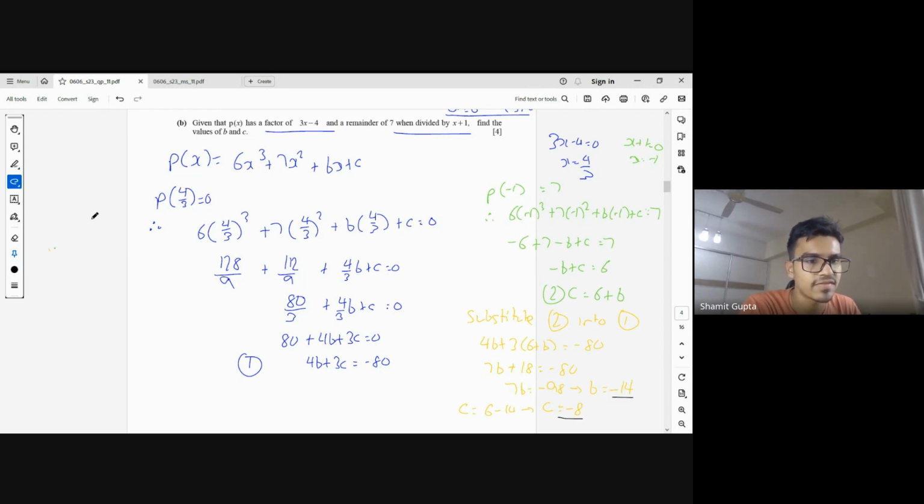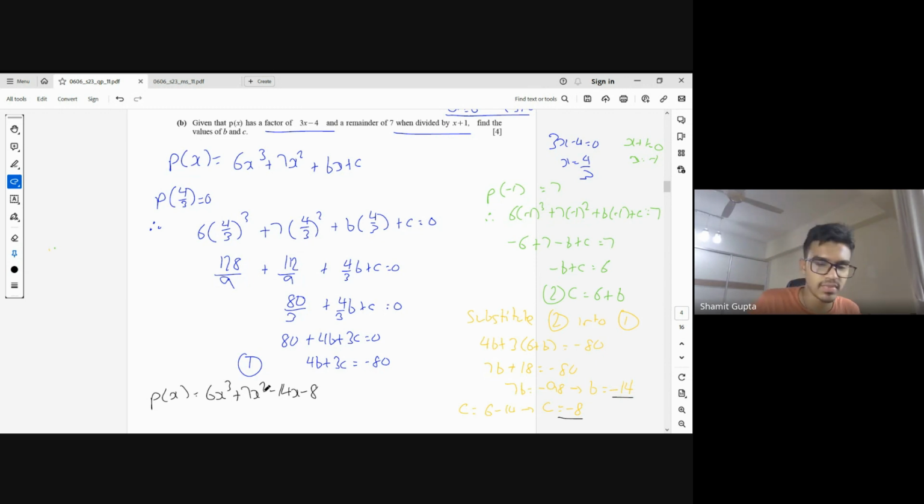And I'll just write our final polynomial. You don't have to do this, but I'll just write it. p(x) is equal to 6x cubed plus 7x squared minus 14x minus 8. Now, why did I write this? I want to see if these things are true when it has a factor of 3x minus 4. Let me put 4 over 3 into this and see if I get 0. Because if I am, it means my p(x) might be correct. It might be correct, not necessarily, because it depends on the other factor also.